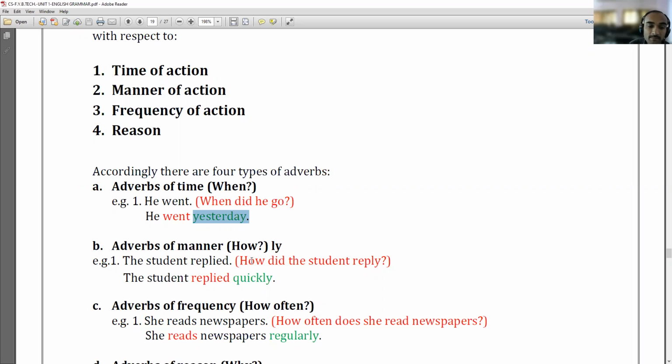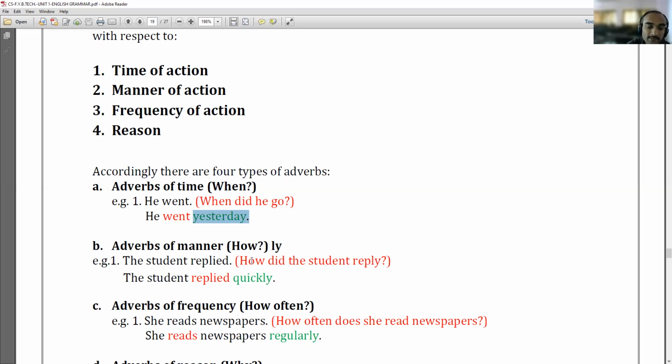ओके. मॅनर म्हणजे कशा प्रकारे आपण एखादी क्रिया केली. ओके. सो ऍडवर्ब्स ऑफ मॅनर are the adverbs which we can identify or we can find with the question beginning with how. Okay. how न जेव्हा एखाद्या आपण क्रियापदाला प्रश्न विचारतो, when we ask question beginning with how to the verb, then whatever answer which is mentioned in that sentence, that answer itself is called as the adverb of manner.